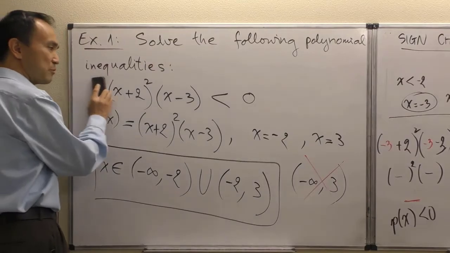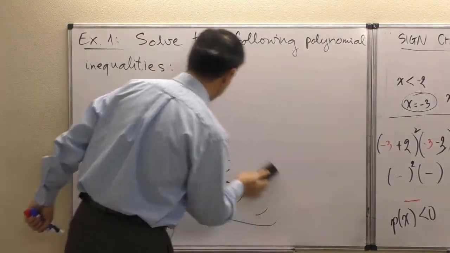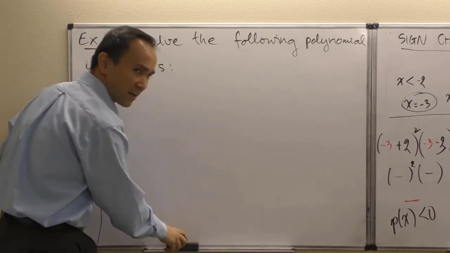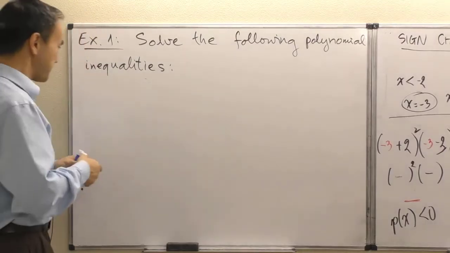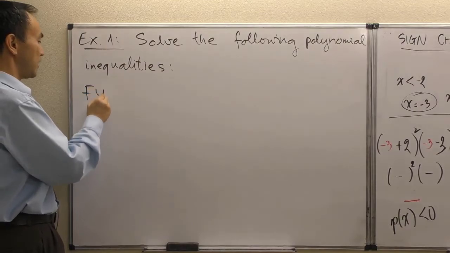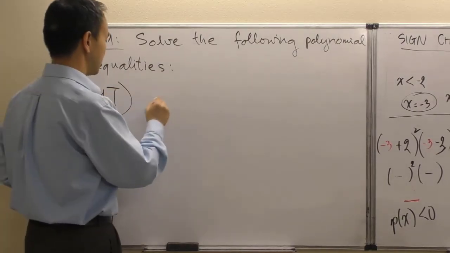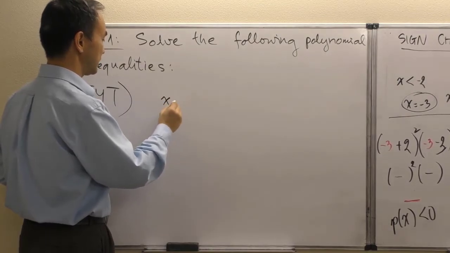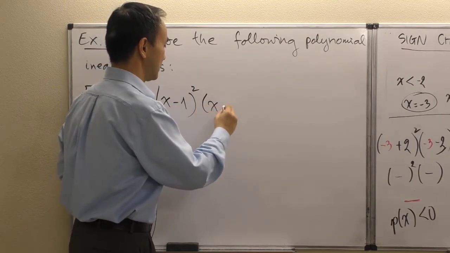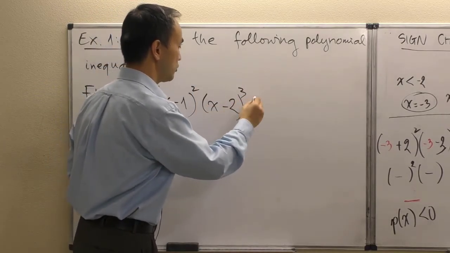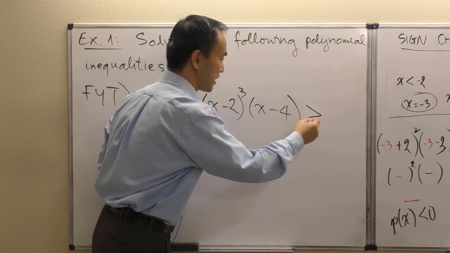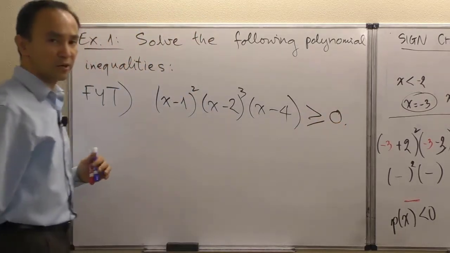All right, such a fabulous skill that we've learned in this particular lecture, and especially throughout example 1. So let me bring up an FYT before I leave this example. Now we can call this an FYT. Let's solve (x minus 1) squared times (x minus 2) cubed times (x minus 4), and we want that to be greater than or equal to 0.